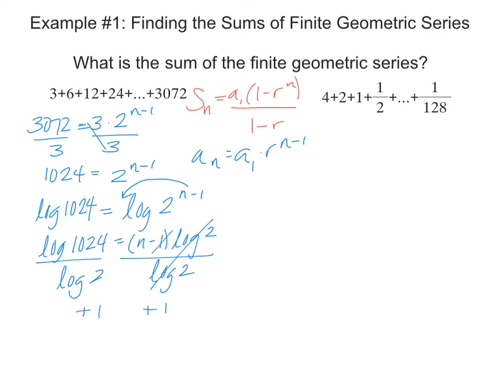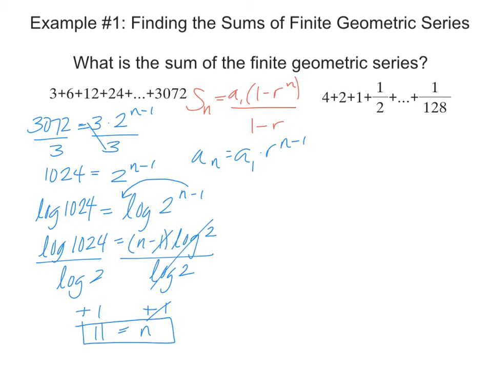Alright, so let's throw that into the calculator. Let's see. Log of 1024 divided by log of 2 will give us 10, and if we're going to add 1, then n will equal 11. So we have 11 as n. Now we're going to go back and apply to find the sum.